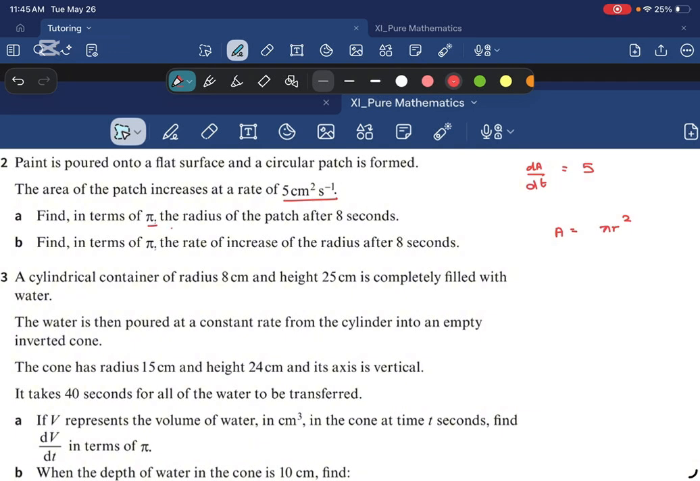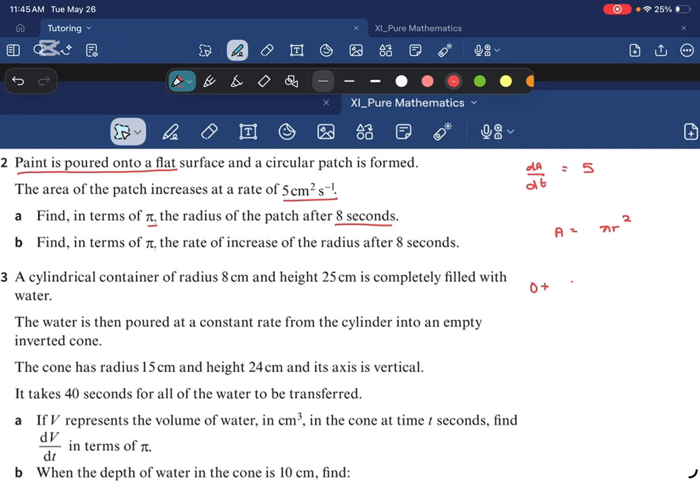So find in terms of pi the radius of the patch after 8 seconds. All right. So basically, we start with 0, right? Because paint is poured onto a flat surface. So our initial area is 0, and now it's increasing. So we start with nothing, we pour paint on the surface. So now our area starts from 0 and it's increasing, right?